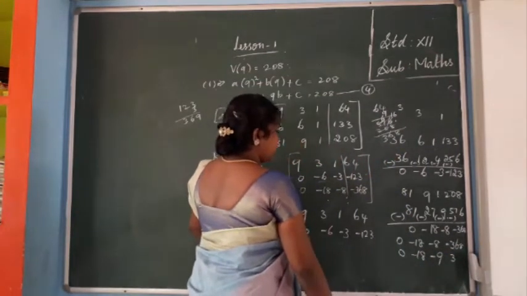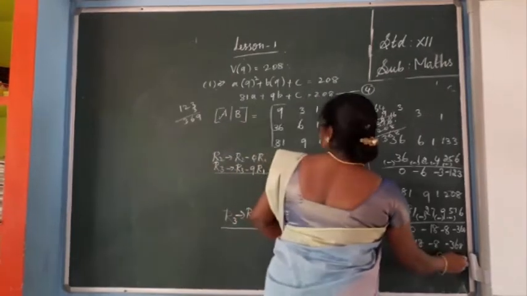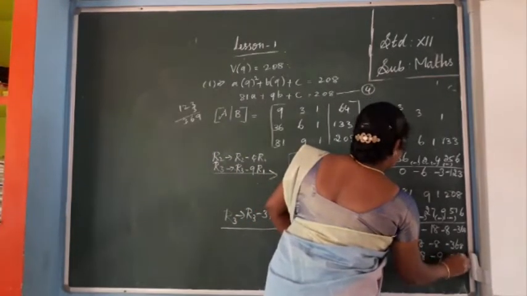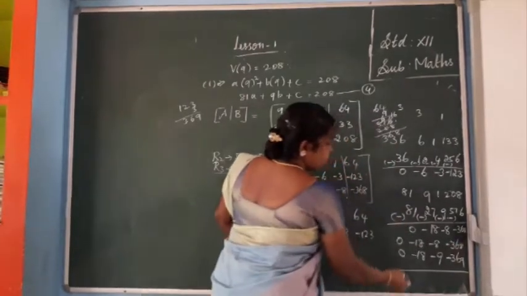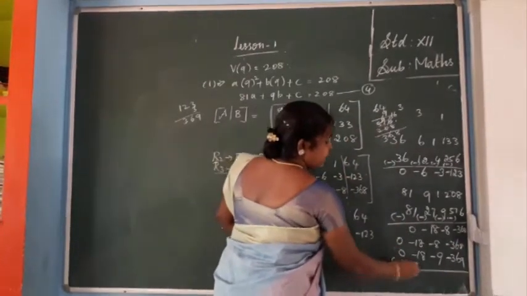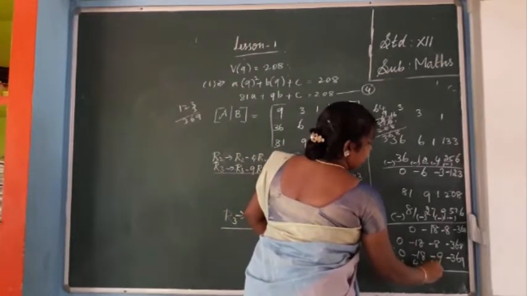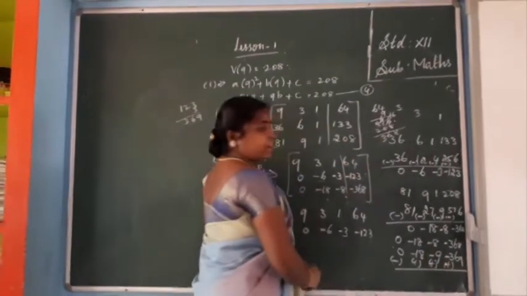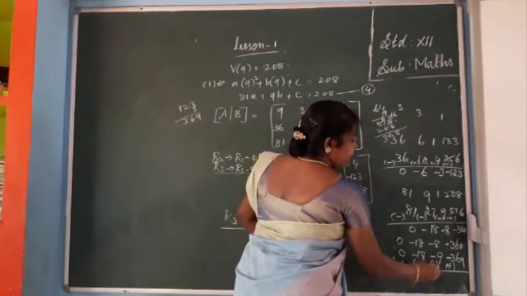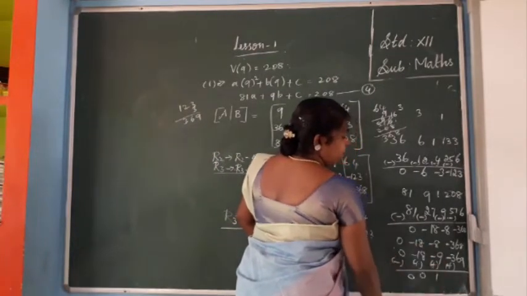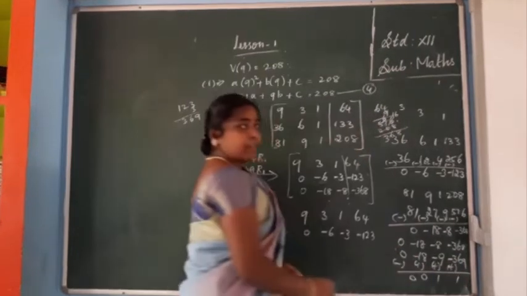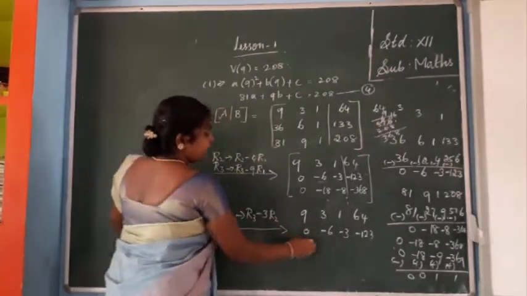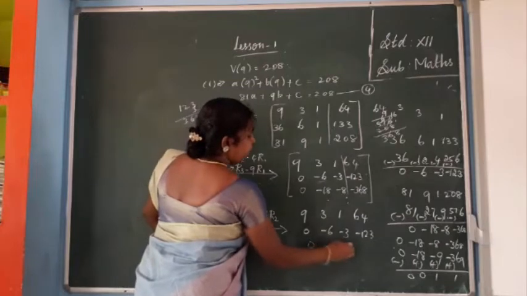Same value you will get. So my 369, and minus is there, so minus 369. Next, you see here 0 subtract minus: plus plus plus. Minus 18 plus 18 is 0. Then 9 minus 8 is 1. 369 minus 368, here also 1. So 0 0 1 1.